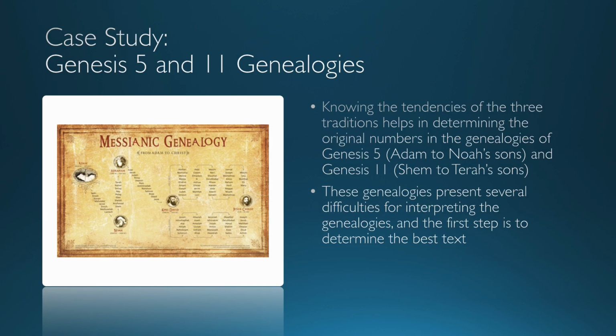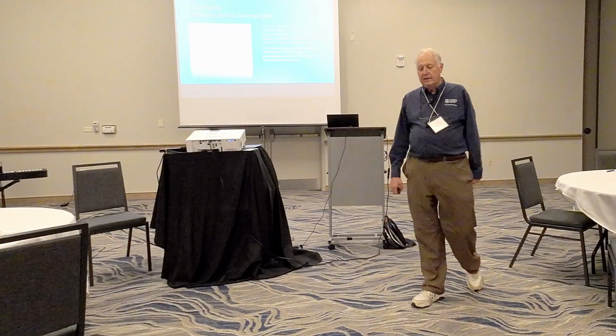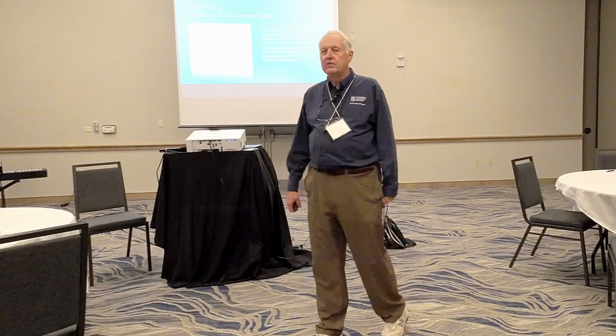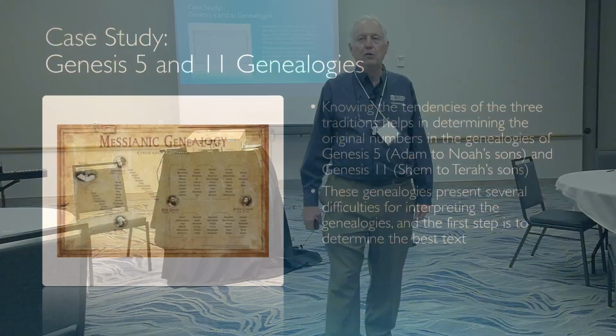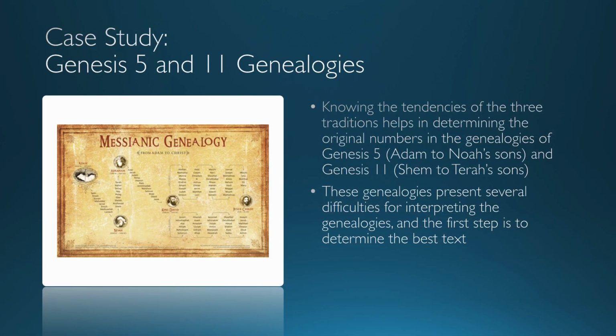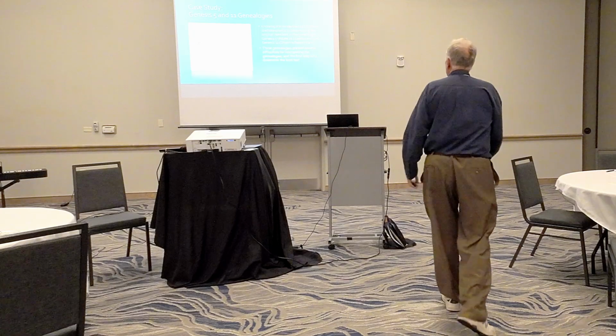Case study: the genealogies in Genesis 5 and 11. There's lots of interest in these genealogies in antiquity and down to today. You know them: the one that traces from Adam down to Noah through Seth, the other that traces from Noah's son Shem down to Abraham and his brothers. Right? So we have these two genealogies.